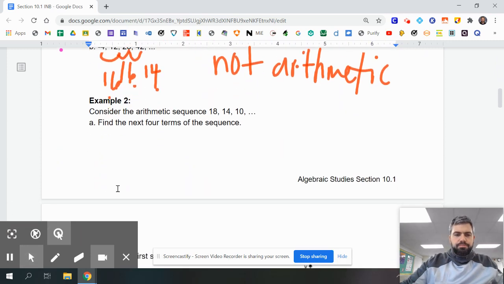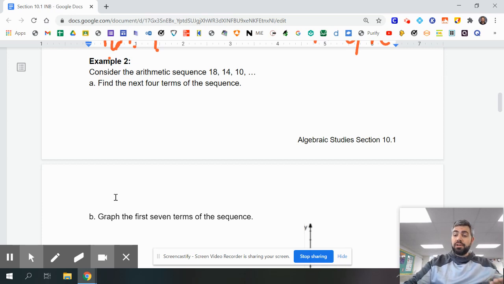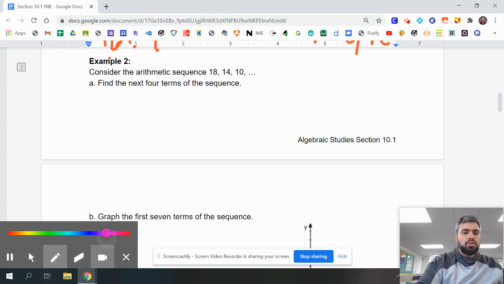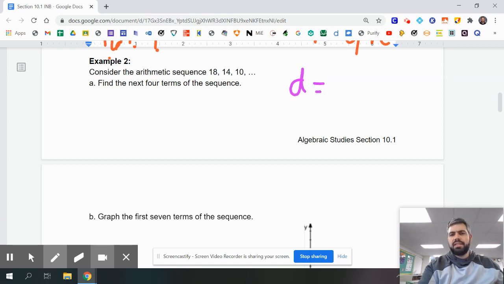So now we're going to look at an arithmetic sequence, and we're actually going to find the next couple terms of it. If I look at this one right here, it starts at 18. That's my first term. And the next one's 14. The next one's 10. I can figure out my common difference. I call it d. And I do that by taking 14 minus 18, or the second term minus the first term, and I get negative 4.